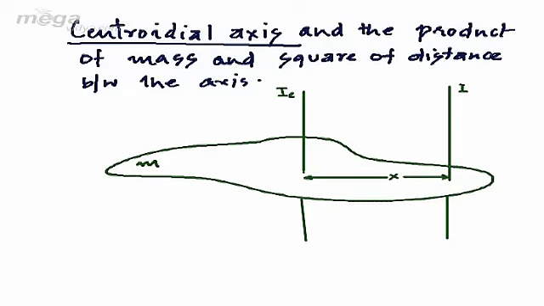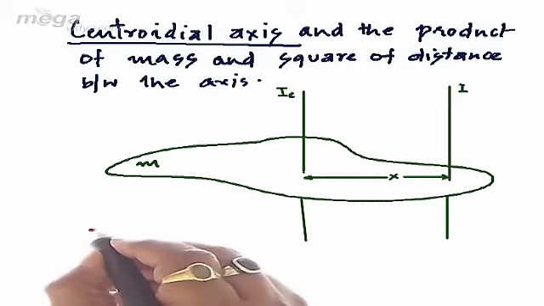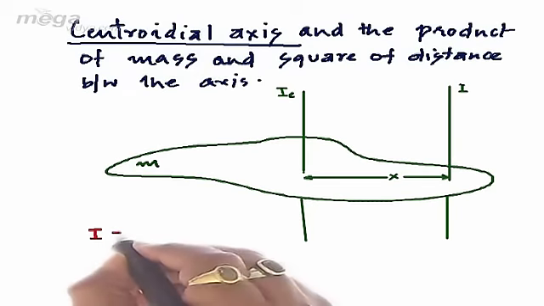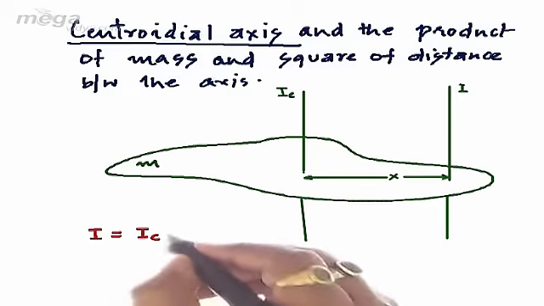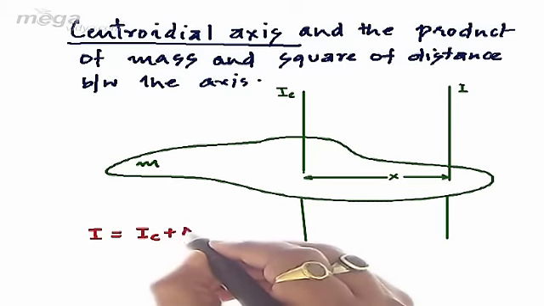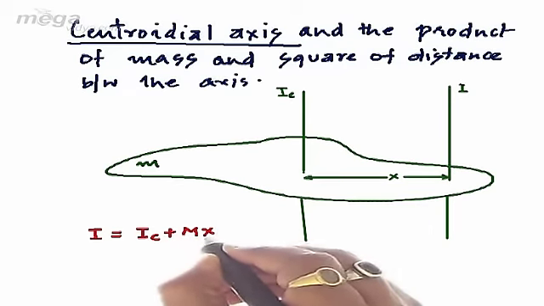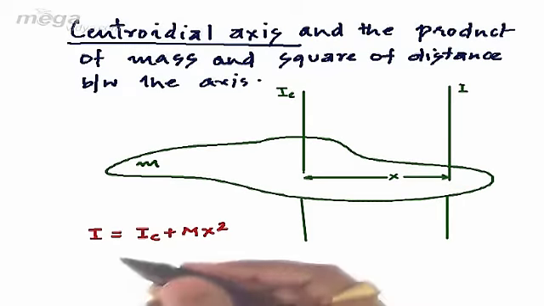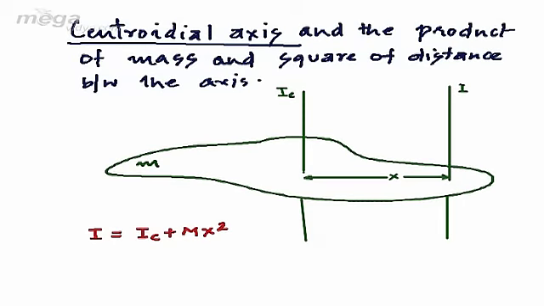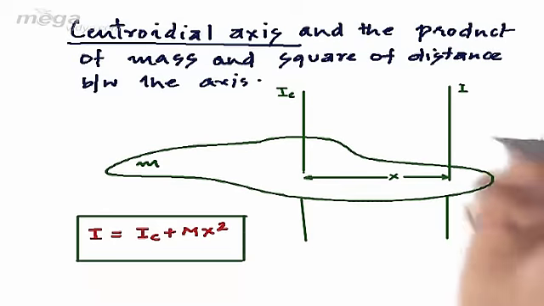According to the parallel axis theorem, the moment of inertia along this given axis, I, will be equal to the moment of inertia of the centroidal axis, that is IC, plus the mass of the body times the square of the distance between the axes, that is x square. So I will be equal to IC plus mx square. Let us take some illustrations using the parallel axis theorem.